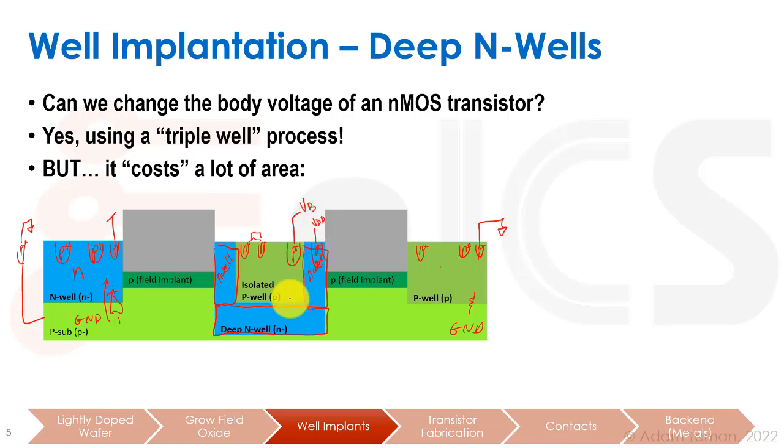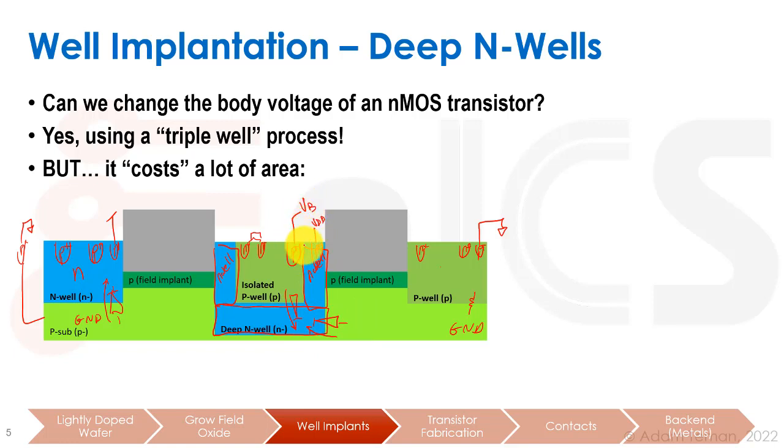Okay, and what that's going to give us is a diode over here, which is going to be reverse biased as long as VB is lower than VDD. And we're going to have another diode over here, which again is going to be reverse biased. So everything is okay, and now we can put whatever VB we want over here.